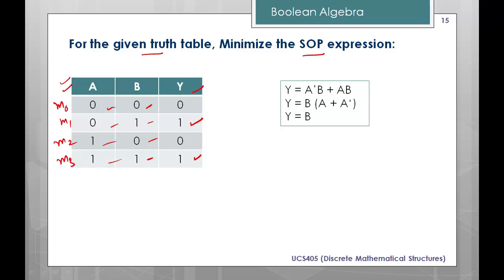So the output will come in front of which terms? m1 and m3. So that is m1 and this is m3. So this term will be A dash B and this term will be AB. So take the common B. A plus A dash is 1. So the final minimized expression is B.